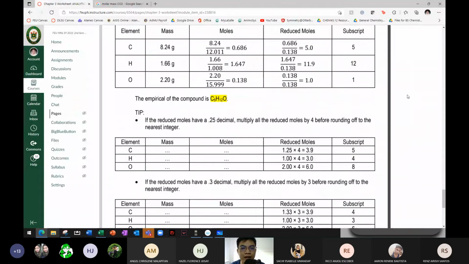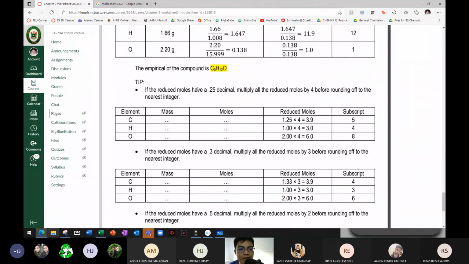Okay? Because there are some variations. Sometimes the decimal is 0.25. For example, 1.25. What you will do? Okay. If you have 1.25 in one of the decimals, you have to multiply all the reduced moles by 4. Okay? So you have to multiply everything by 4.